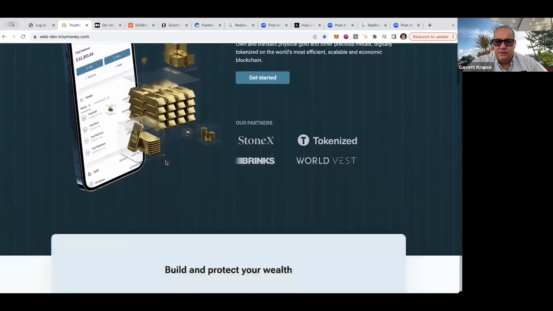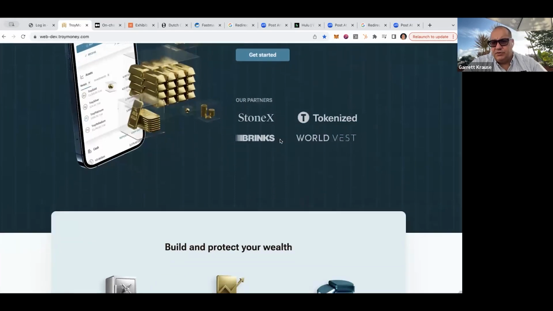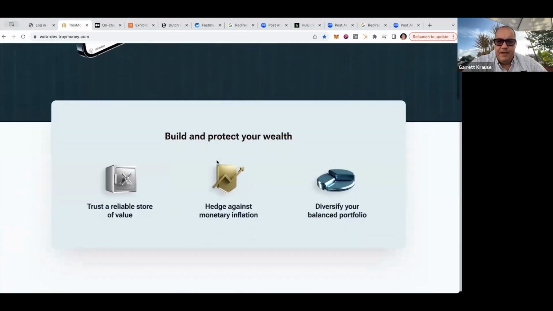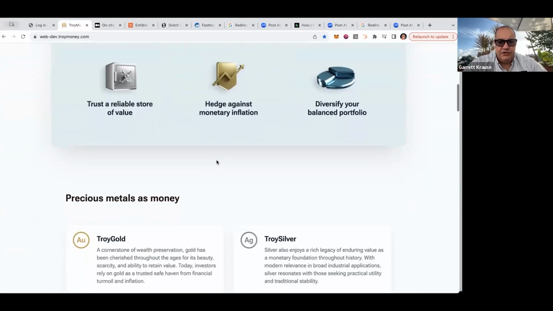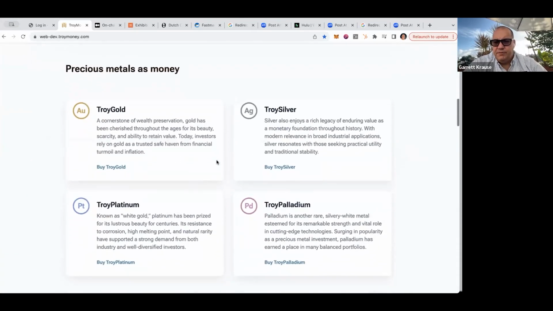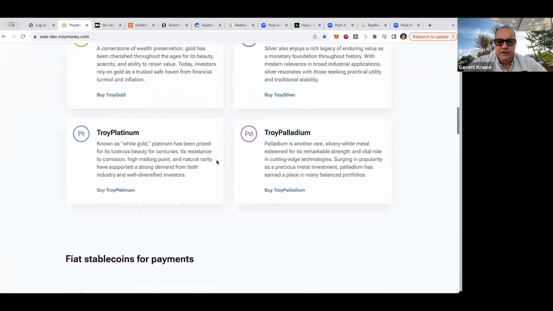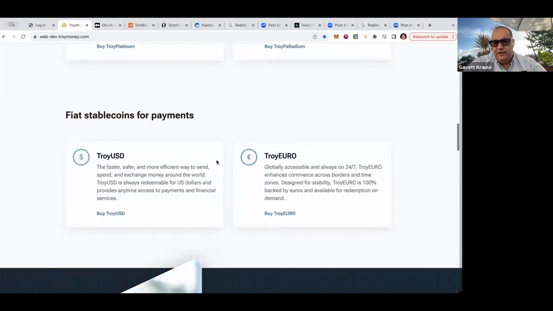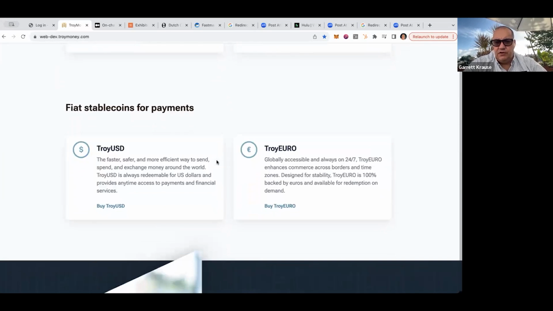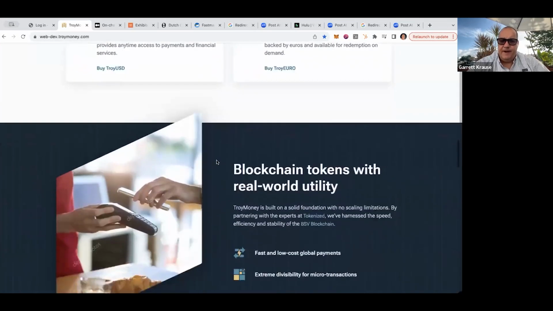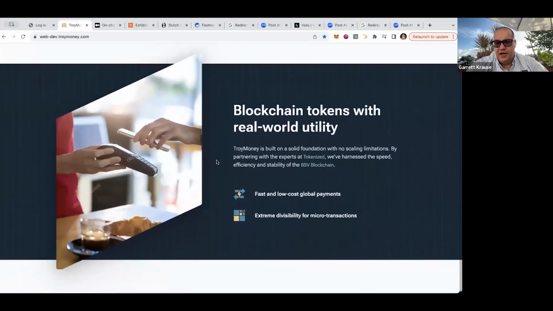We have partners StoneX, Brinks, Tokenized, and WorldVest, which is my company. A little bit of information here. Here are the 4 precious metals you'll be able to buy tokenized versions of. And then below that, we have our initial 2 stable coins for on-ramps and off-ramps. Real world utility. Again, the whole goal of this is to make fast and low-cost global payments using precious metals.